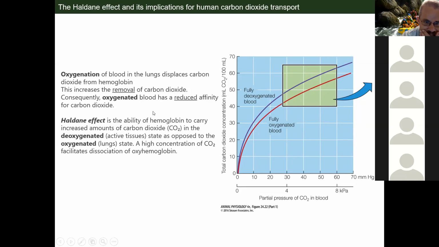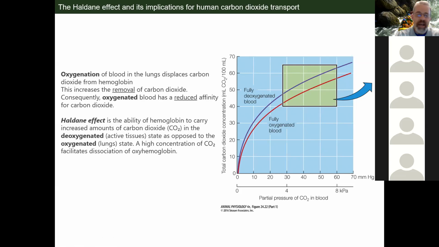What it's basically saying is that when the blood is in an oxygenated state, with high levels of oxygen, and this is going to occur near the lungs, the ability of hemoglobin to bind to CO2 is greatly reduced. So when the blood is fully oxygenated, it has a lower affinity for CO2, and this is what you find at the lungs.